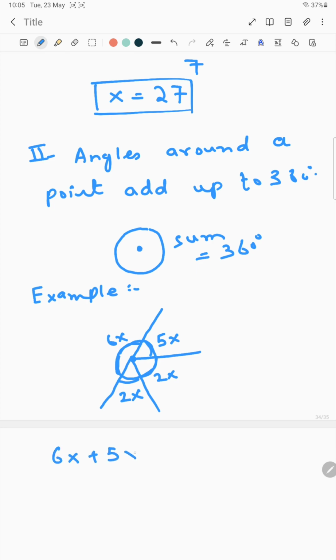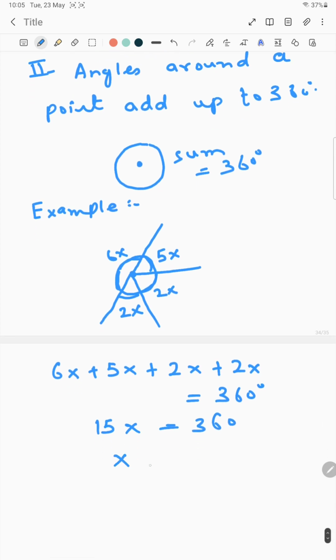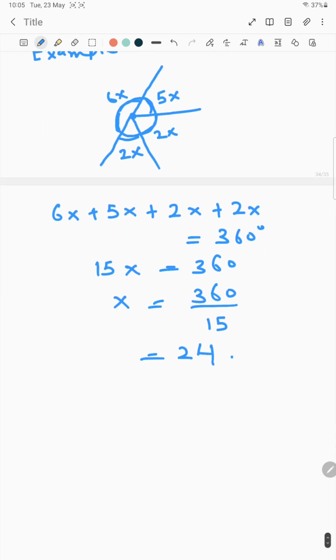6x plus 5x plus 2x plus 2x is equal to 360 degree. Now 6 plus 5 is 11, 11 plus 2 is 13, 13 plus 2 is 15. So 15x is equal to 360 degree. As 15 is multiplying here, when 15 goes to other side, we have to divide it. So 360 divided by 15, so the answer will be 24.